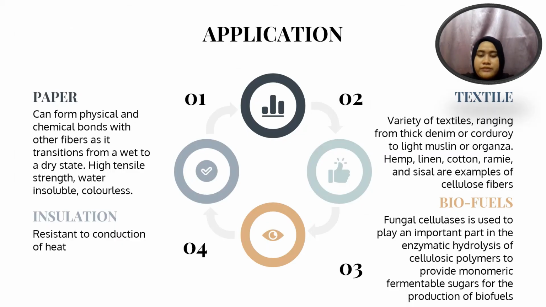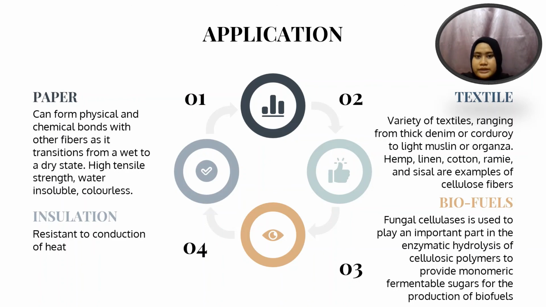Cellulose has been used in various industries to make different products or added to improve the strength and properties of products. So these are four applications of cellulose in industry. First, in the paper making industry, cellulose is used because it can form physical and chemical bonds with other fibers as it transitions from a wet to a dry state. Also, because of its properties, it has high tensile strength, is water insoluble and colorless, making it suitable for paper making.